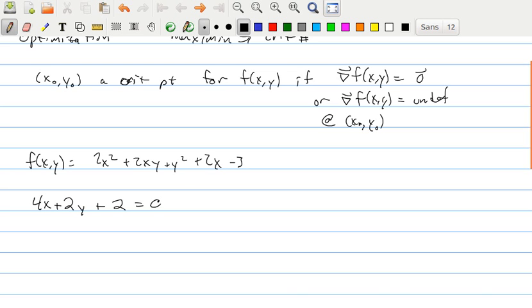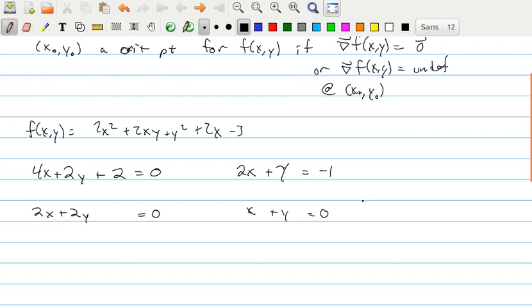We need that derivative to be 0. This is the partial with respect to x. We also need the partial with respect to y to be 0. So that's going to give us 2x plus 2y equals 0. And now, conveniently, this is a system of linear equations. We can divide the first equation by 2, and then it'll give us 2x plus y equals -1. And the second equation, x plus y equals 0.